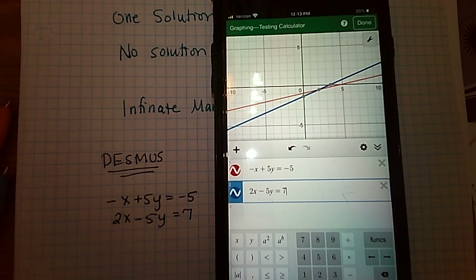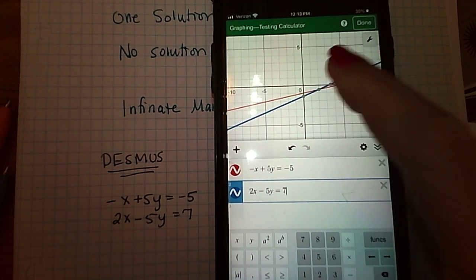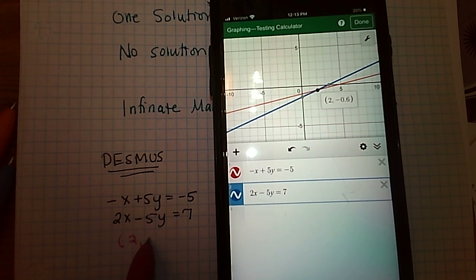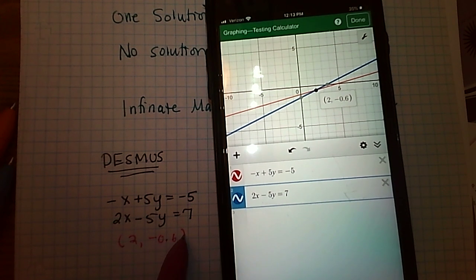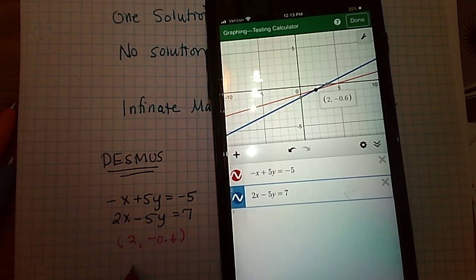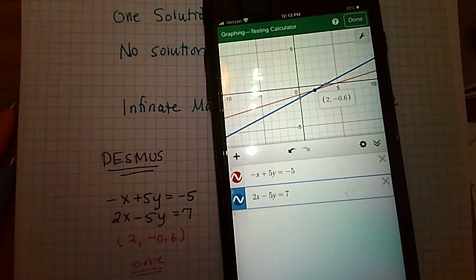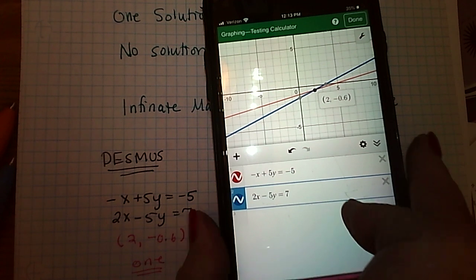And it graphs my other line. So there's my two lines. They cross in one spot. So there is my solution right there. The solution to this system is 2, negative 0.6. And it's going to have one solution as the answer, because that's what it's going to ask you. How many solutions? One, none, or infinite many.